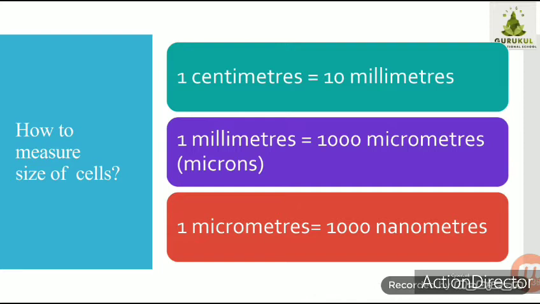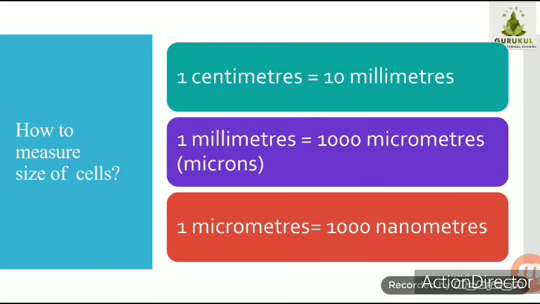The microscope expands the image of the object, and it is clearly visible to us. So the object on a glass is magnified, you can say expanded or magnified. Lenses are there which magnify the object many times. Now, how to measure the size of cells then?